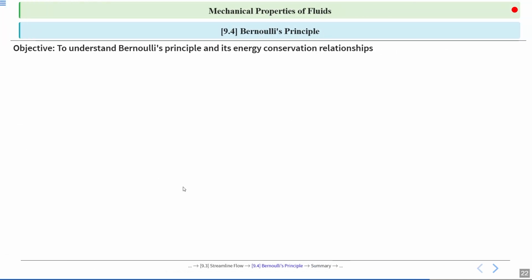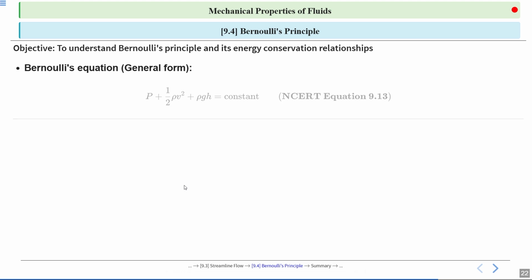Now, Bernoulli's equation, general form. This equation is fundamental in fluid dynamics and connects the pressure, speed, and heights of a moving fluid. It's named after Daniel Bernoulli. This relationship only holds for steady, incompressible, and non-viscous flows. So P plus 1 by 2 rho V square plus rho g h is equal to constant.